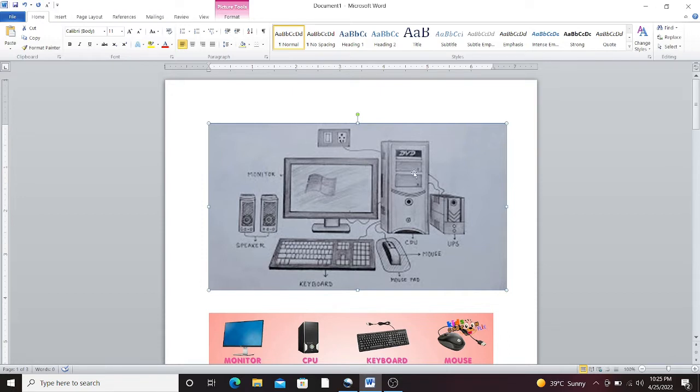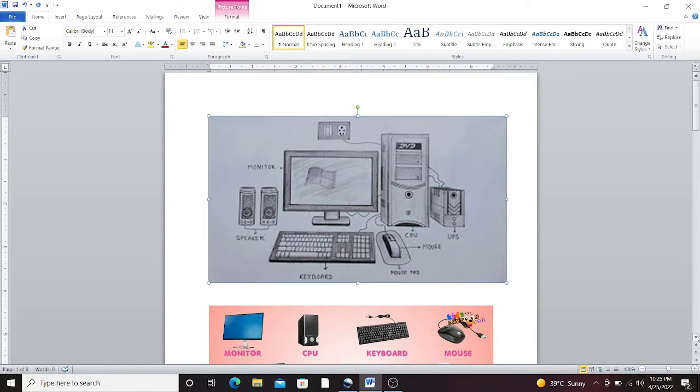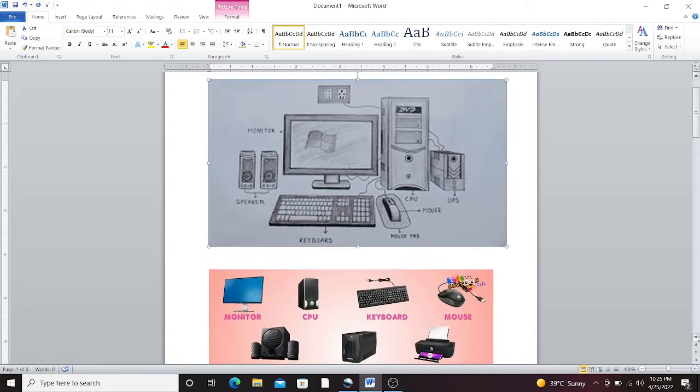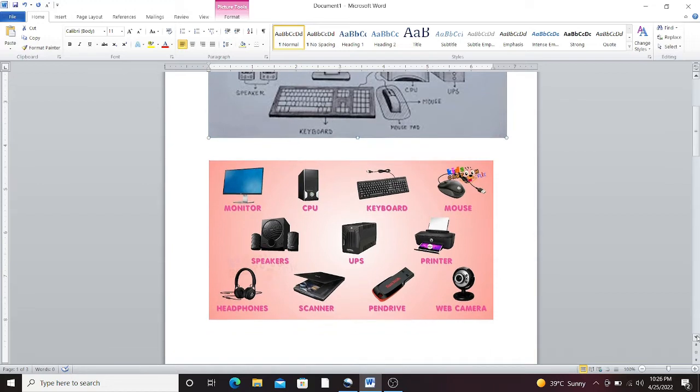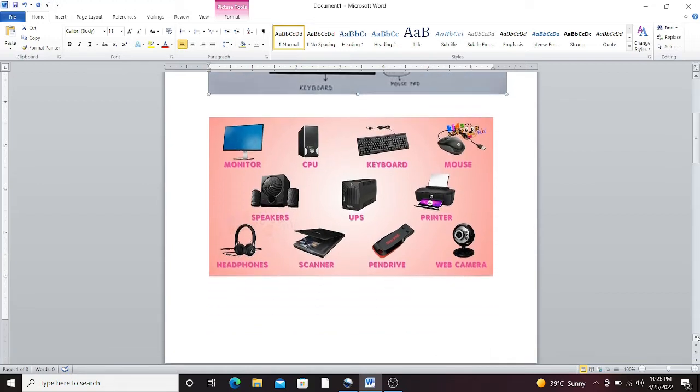So what you have to say: a computer is an electronic machine. It is a combination of different parts. It is a combination of different devices, right? So now I will tell you the parts of a computer. Now you can see there are different devices. These are the computer's parts.